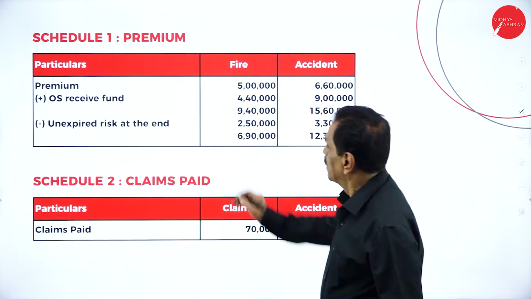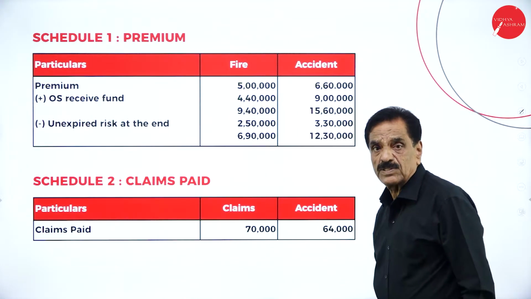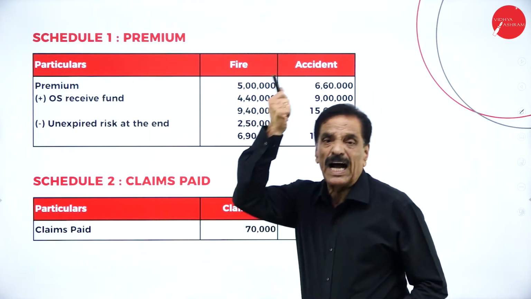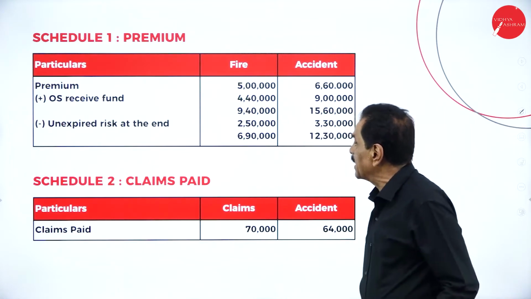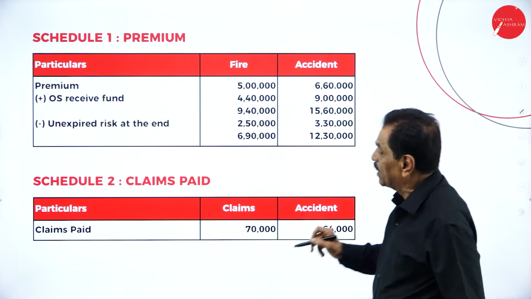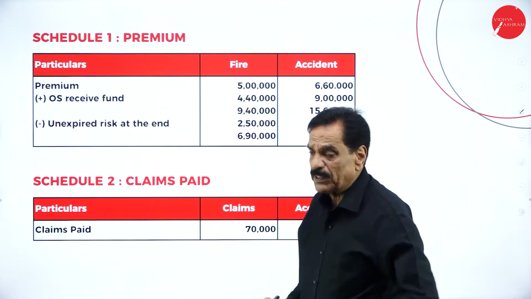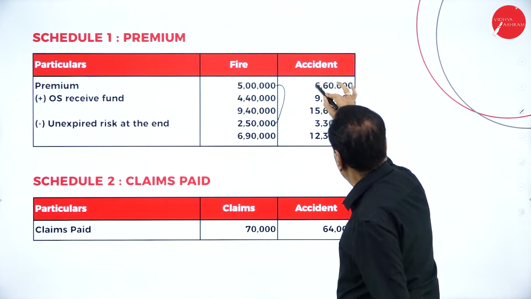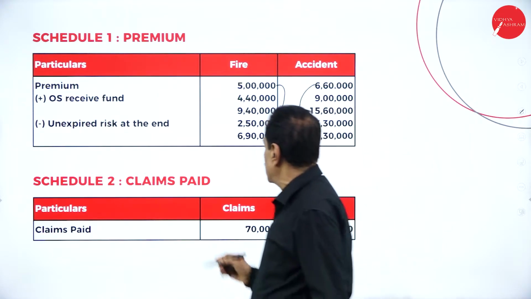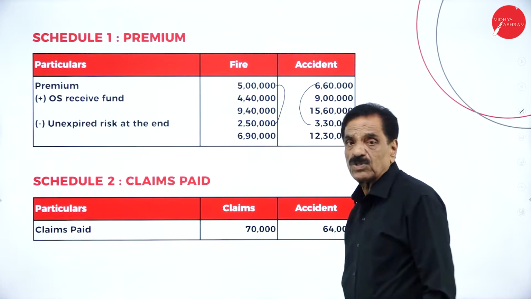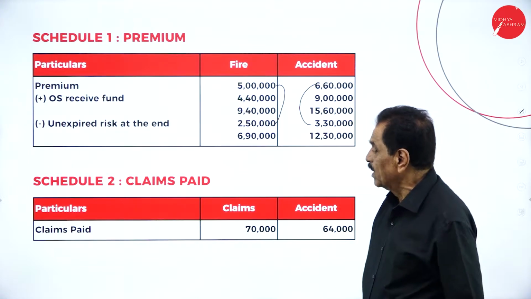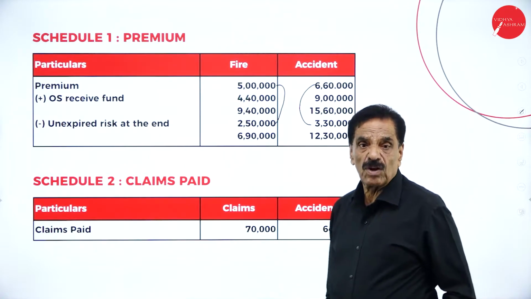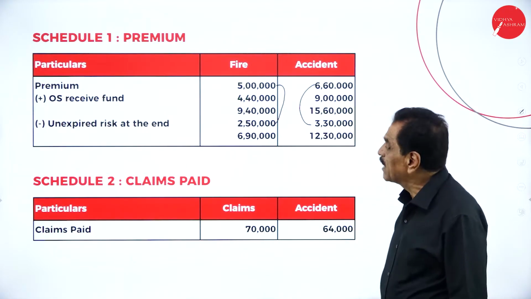First, premium received 5 lakh, 6 lakh 60,000. The fund available at the beginning should be added: 4 lakh 40,000, making 9 lakh 40,000 and 15 lakh 60,000. You have to keep aside 50% of the net premium. 50% of 5 lakh is 2 lakh 50,000, and 3 lakh 30,000. The balance available is 6 lakh 90,000 and 12 lakh 30,000. Regarding schedule number 2, claims paid 70,000, 64,000. There is no adjustment at all.